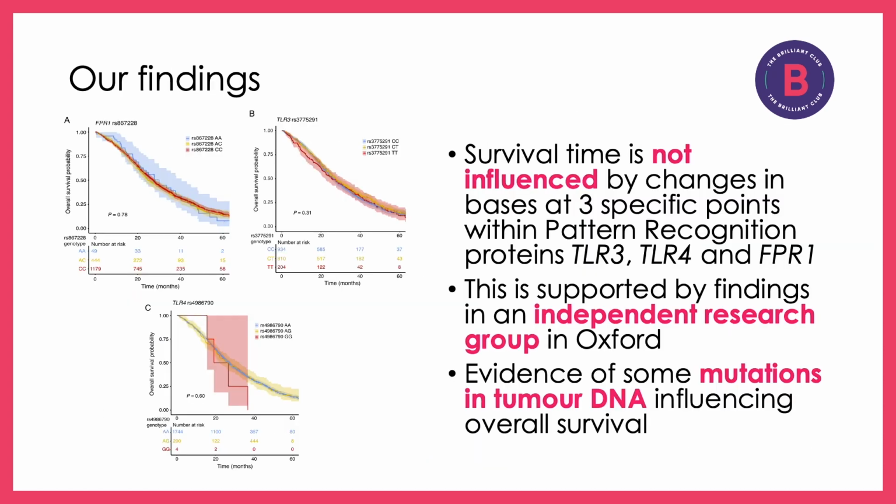So, what did we see when we performed our independent analysis on these patients from COIN and COIN-B? Essentially, the changes in the DNA sequence in our patients' healthy cells for TLR3, TLR4 and FPR1 didn't change how long the patient survived on that chemotherapy. This can be seen in our Kaplan-Meier plot on the left-hand side.